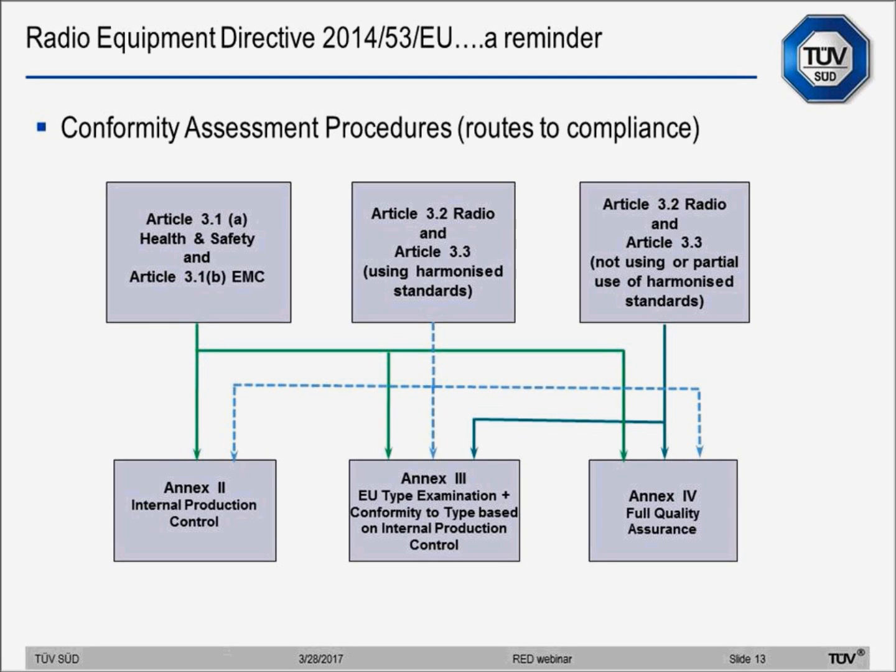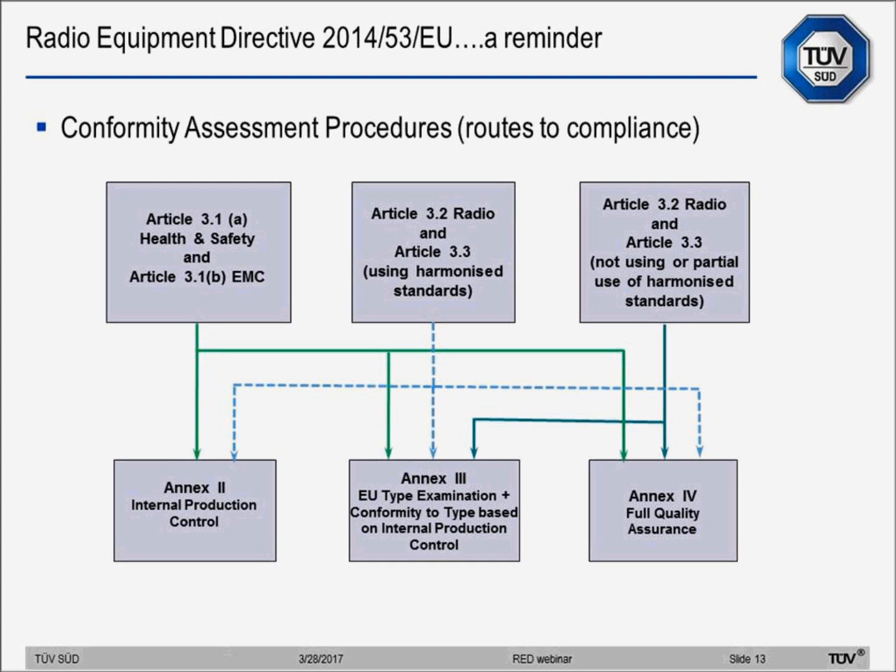So if we map the essential requirements to the available conformity assessment procedures, we get the following. If you look at the top left box of this slide, for Article 3.1a Health and Safety and 3.1b EMC, you can use any of the conformity assessment procedures, either Annex 2, 3 or 4, and can self-declare even in the absence of safety and EMC specifications in the RED Official Journal.